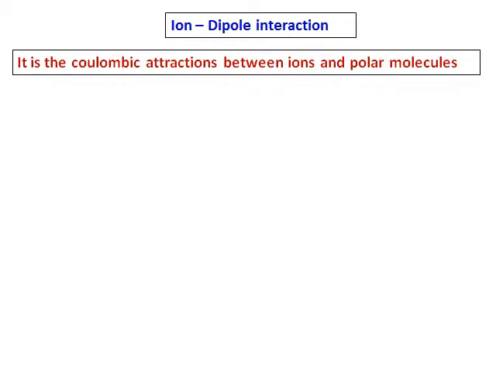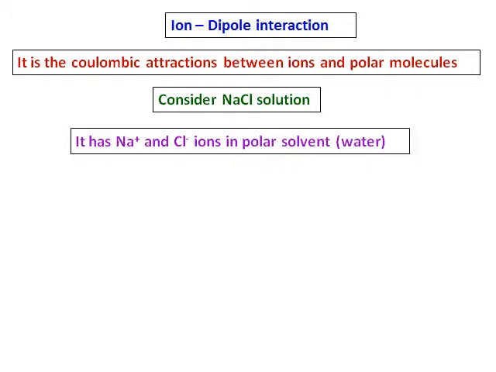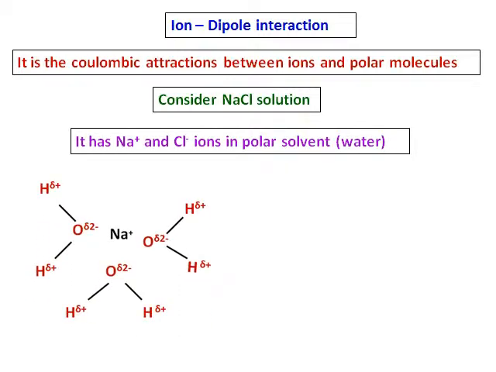There is one more kind of intermolecular interaction, called the ion-dipole interaction. It is a Coulombic attraction between ions and polar molecules. So consider sodium chloride solution. We know that sodium chloride will ionize as sodium ion and Cl minus in a polar solvent. The water is polar, so the sodium ions get surrounded by the negative end of the oxygen and the chloride ions get surrounded by the positive end of water, that is hydrogen. This kind of interaction we call ion-dipole interaction, and this generally happens between a soluble ionic compound and a polar solvent.